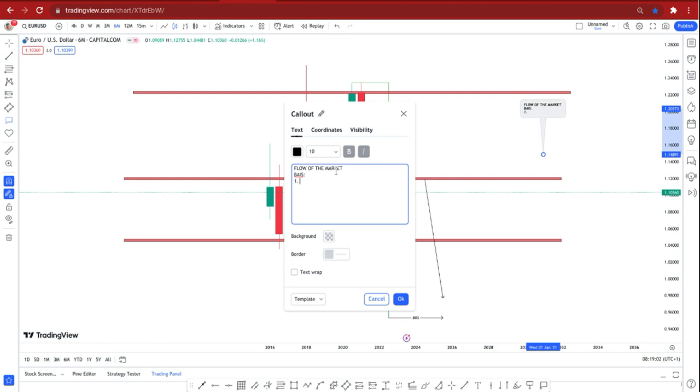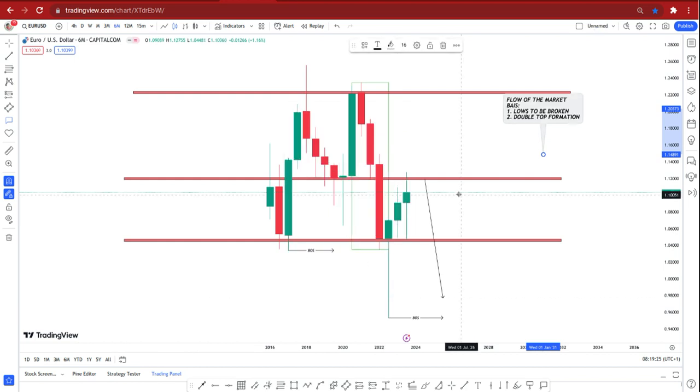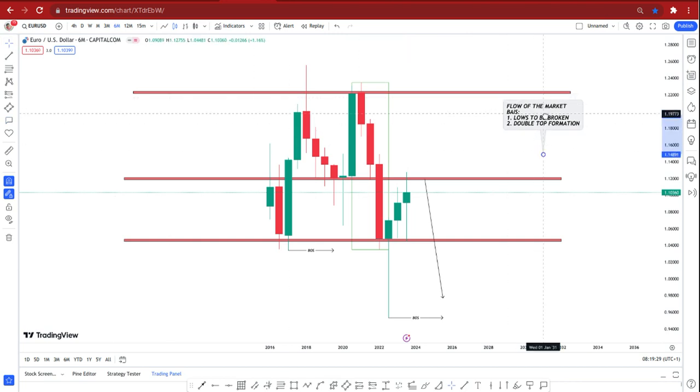Bias 1, I have lows to be broken. Bias 2, I have a double top formation. So I keep this in my right hand so that I can have this helping me to guide what I'm doing.